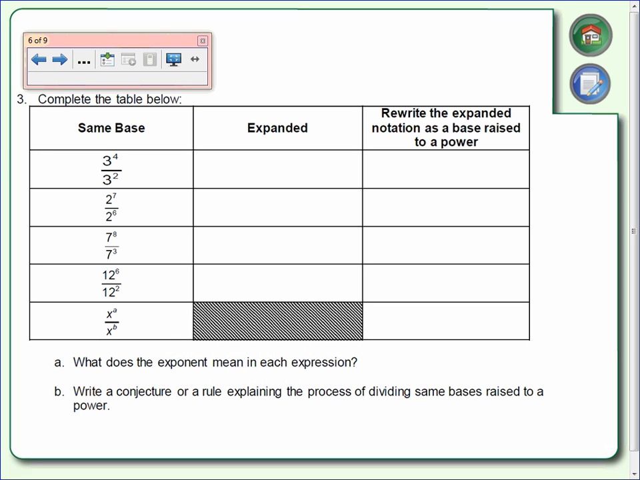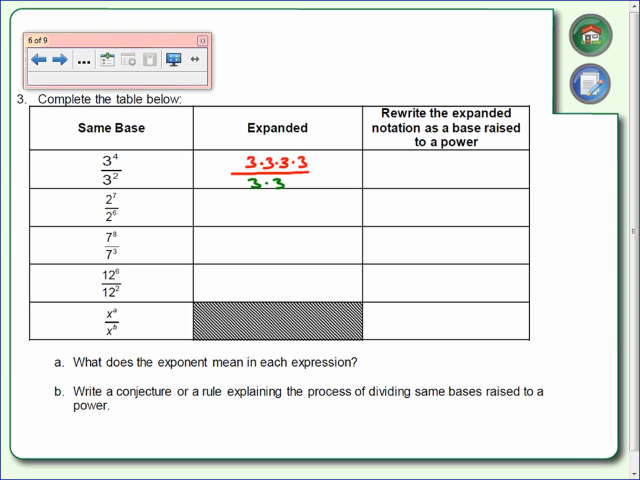Next part is a little bit different. On this one, we have 3 to the 4th power divided by 3 squared. What we're going to do is expand this. 3 to the 4th power means 3 times 3 times 3 times 3. There's 4. That's what the exponent is, 4. 3 squared at the bottom there means 3 times 3.